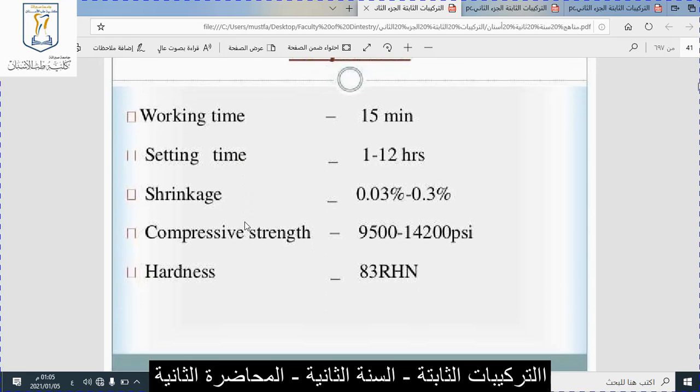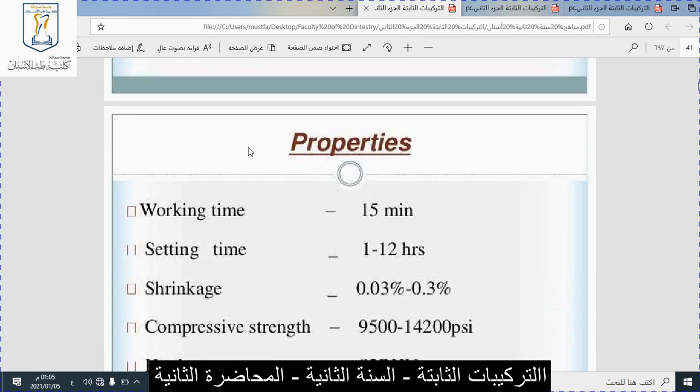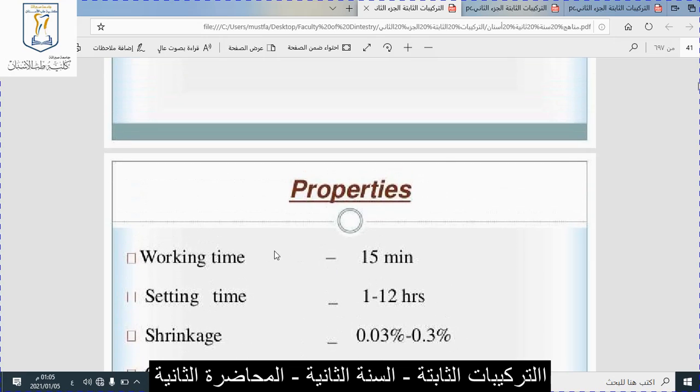Working time 15 minutes and setting time 12 hours. Shrinkage almost 0.3%. Compression is the mechanical property related to this material. It is a dental material, so you have to know this. You have to know this in dental materials.